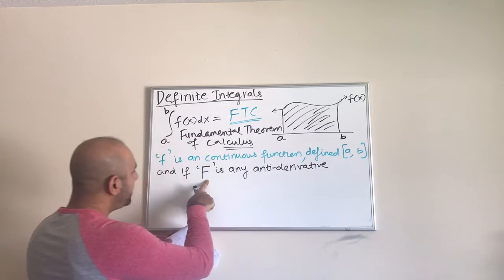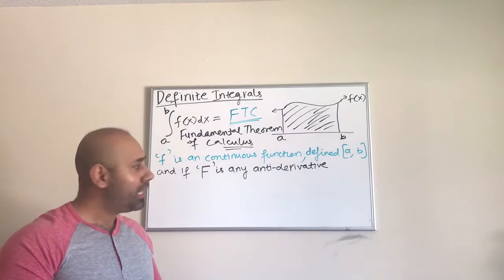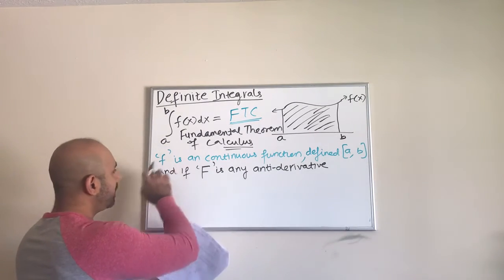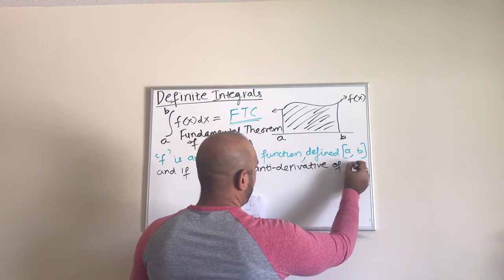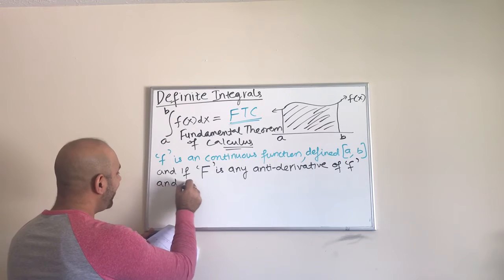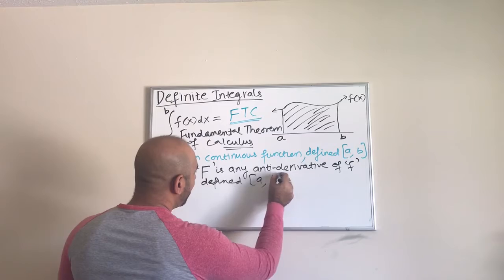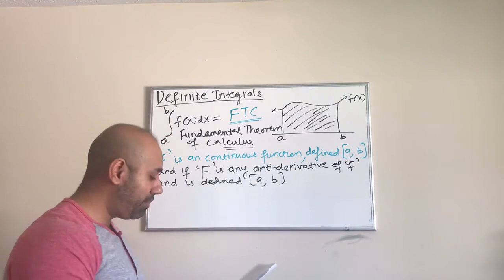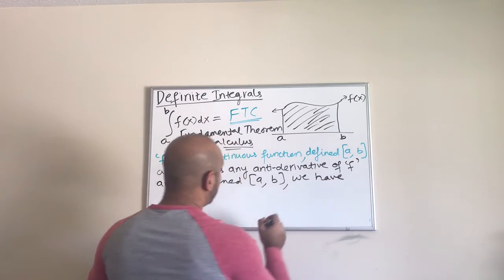So this uppercase F is the antiderivative. It says any because we know that there could be more than one because of that plus c thing. So it's any antiderivative of this original function f. Of course, it has to be an antiderivative of that function f, and it also has to be defined on this interval a to b. So both have to be defined on this interval that we are interested in, with our lower limit and upper limit. Then this is what the fundamental theorem of calculus tells us.